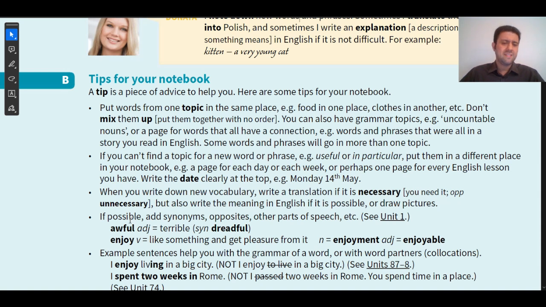If possible, add synonyms, opposites, other parts of speech. Parts of speech show whether a word is an adjective, a noun, a verb, etc. As an example, awful is a kind of adjective. So the part of speech for awful is adjective. The synonym for awful is terrible or dreadful. Enjoy is a verb: like something and get pleasure from it. The noun is enjoyment and the adjective is enjoyable.